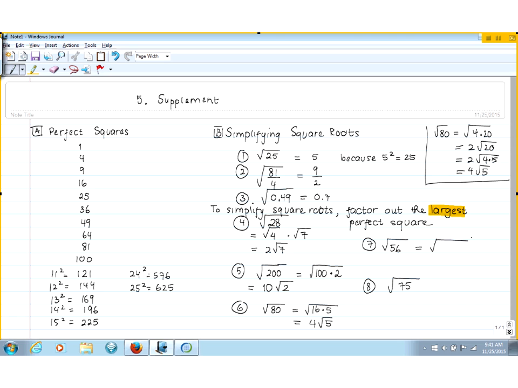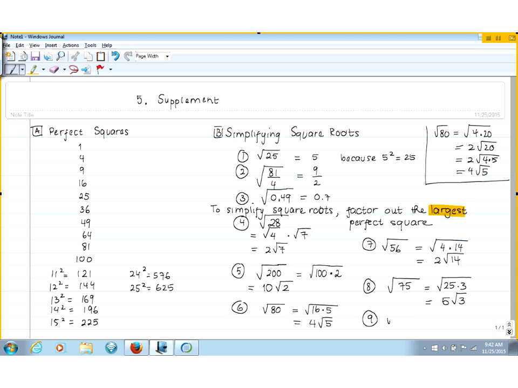Now, square root of 56. Can it be simplified? What is square root of 56? 4 times 14. Yes, 4 times 14 is 56. Now, what is square root of 4? 2, so this will be 2 times square root of 14. Yeah. Last one, 75. Square root of 25 times 3. So what is square root of 25? 5 square root of 3.